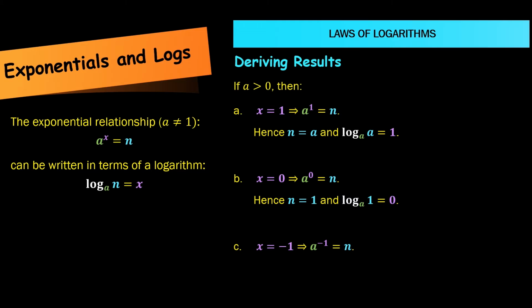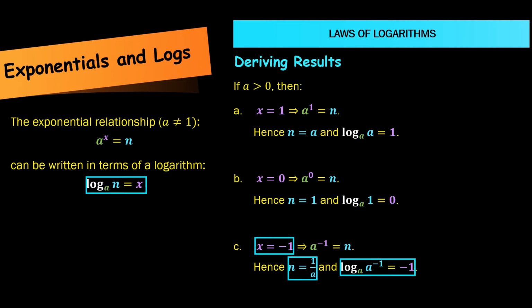If x equals minus 1, then a to the minus 1 equals n. Therefore, n is equal to 1 over a. And in particular, log of a to the minus 1 base a equals minus 1.